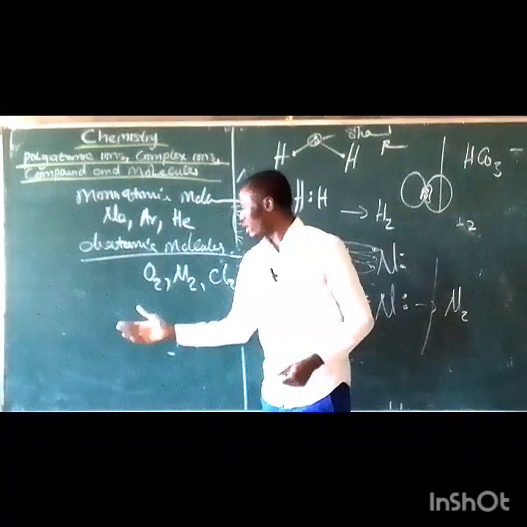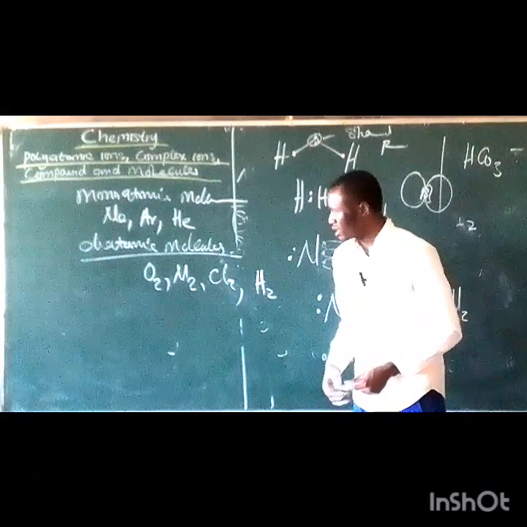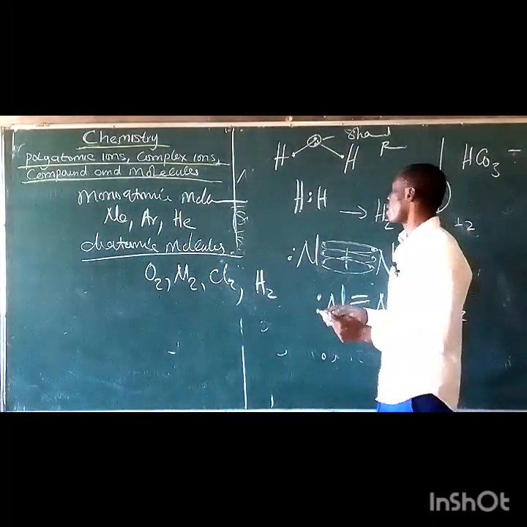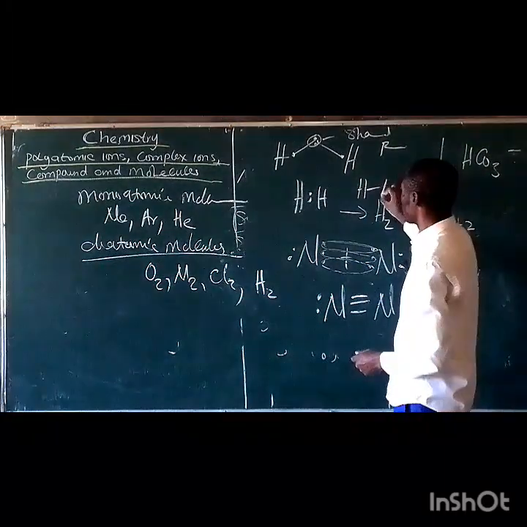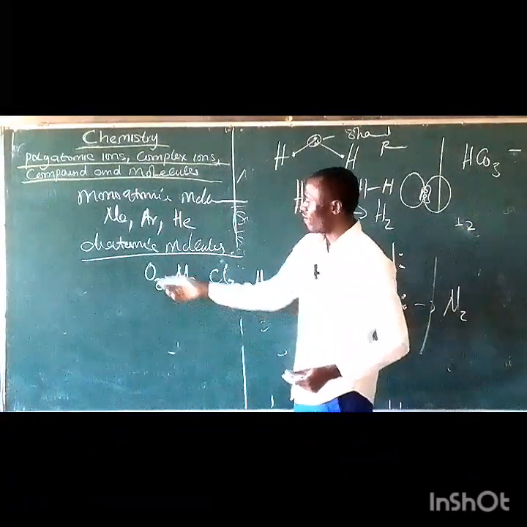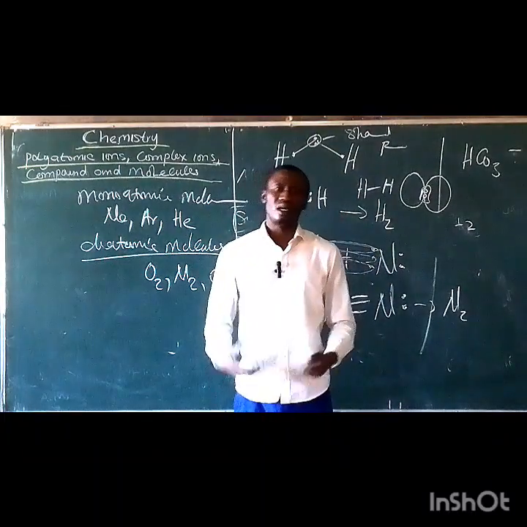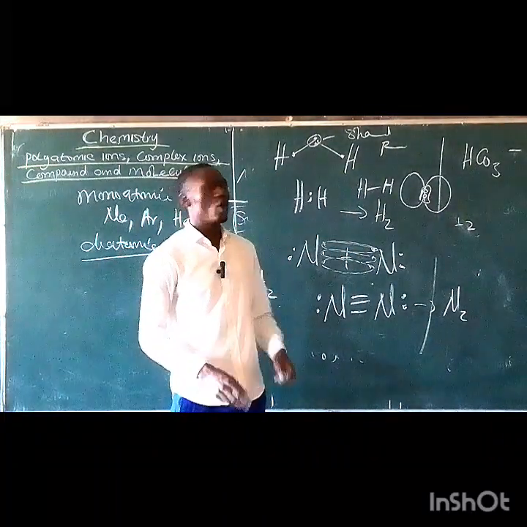I want you to find the bond. How many bonds are in hydrogen? That is 1, just 1 bond. Hydrogen has just 1 bond. Alright? Find how many bonds are in oxygen, and then we're waiting for your answer in the comment section.